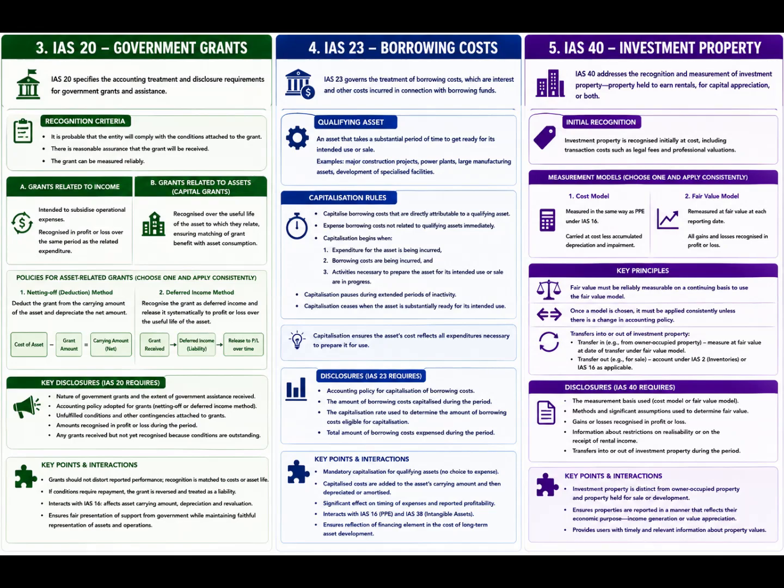The choice between the deferred income method and the netting off method must be applied consistently and disclosed as part of accounting policies. IS 20 also interacts with other standards, particularly IS 16, as the treatment of asset-related grants directly affects asset carrying amounts, depreciation charges, and potentially revaluation calculations. The topic highlights that grants should not distort reported performance.